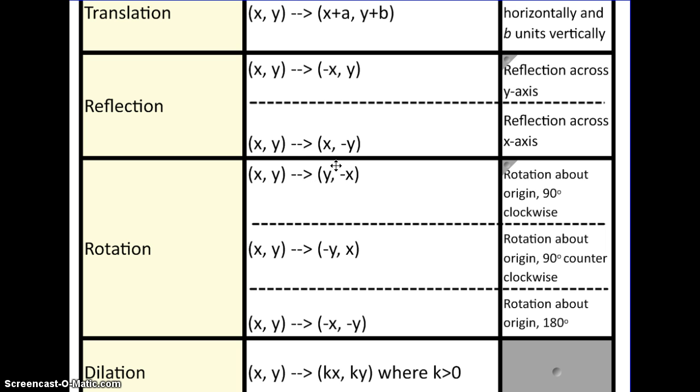Here's what this does. This right here rotates 90 degrees clockwise. This one, the second one, rotates 90 degrees counterclockwise. And then doing them both, making them both negative and not flipping them, makes it a 180 degree turn. This is the same as doing a 90 degree turn clockwise and another 90 degree turn clockwise.